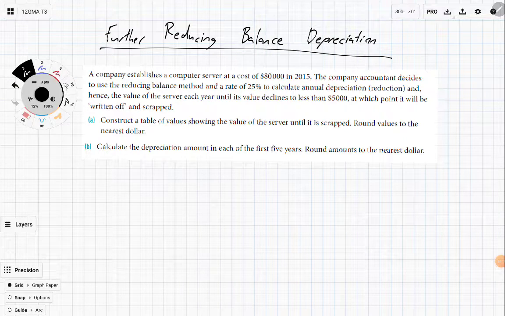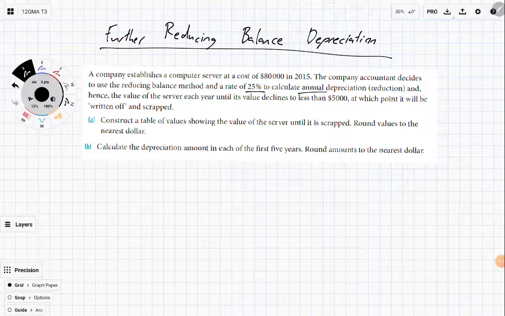Alrighty, so today we're going to be having a little bit more of a detailed look at reducing balance depreciation using geometric sequences. So a company establishes a computer server at a cost of $80,000 in 2015. The company accountant decides to use the reducing balance method at a rate of 25% to calculate annual depreciation. So that's the annual depreciation.